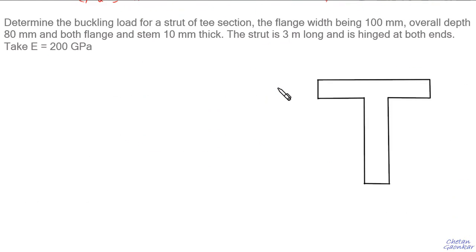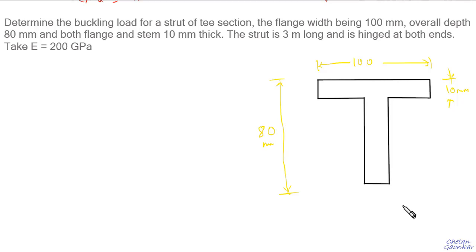Let us go to the second problem. We need to determine the buckling load for a strut of T section. All right, we have here a T section, and its dimension should be this. I can take it as around 100 mm. All right, thickness we will take it as around 10 mm. Then this distance from here to here, its height basically, height from flange to bottom of the web, we will take it as 80 mm, all right.